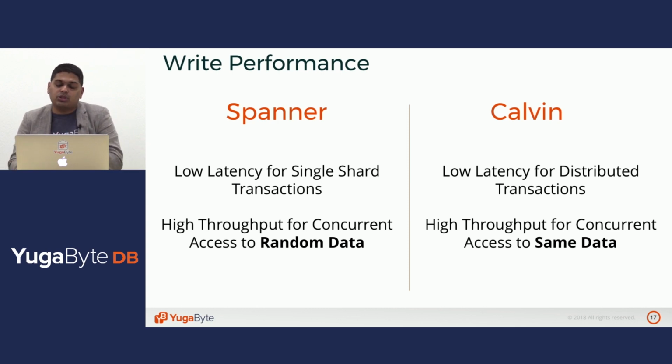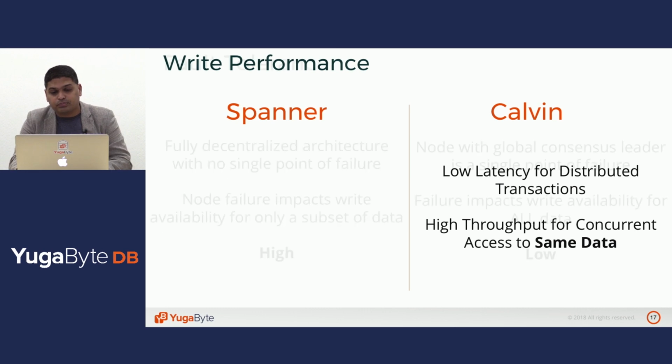Calvin has a different approach. It has higher latency for single shard transactions because the focus is primarily on distributed transaction heavy workload and doing the sequencing guarantee on top of all the keys that are present in the transaction. As a result, it gives high throughput only if there is concurrent access, but to the same set of keys again and again and again. Very different in the two workload types that they support.